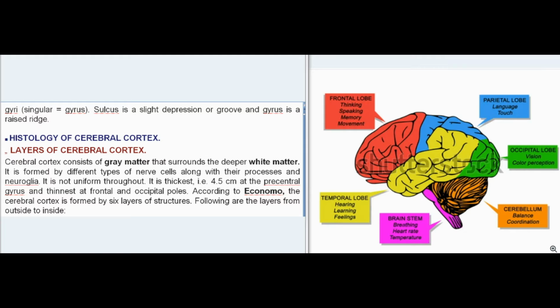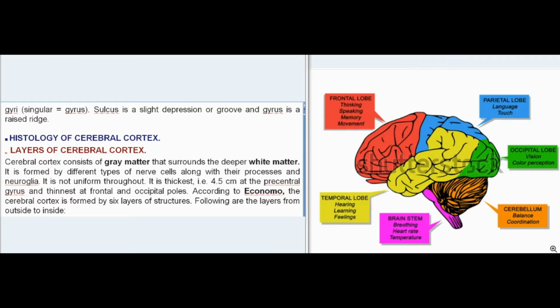Histology of cerebral cortex. Layers of cerebral cortex. Cerebral cortex consists of gray matter that surrounds the deeper white matter. It is formed by different types of nerve cells along with their processes and neuroglia. It is not uniform throughout. It is thickest, i.e. 4.5 cm, at the precentral gyrus and thinnest at frontal and occipital poles.